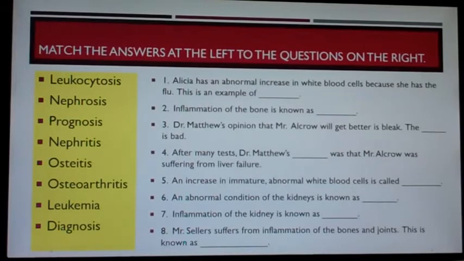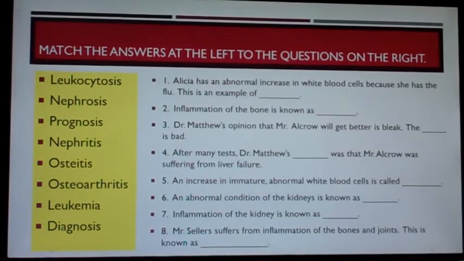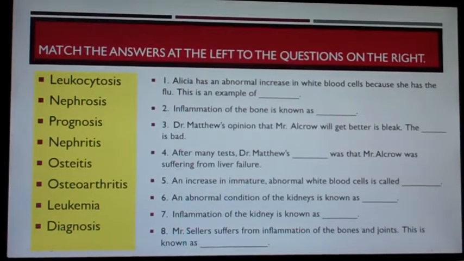Match the answers at the left to the questions on the right. Number 1, Alicia has an abnormal increase in white blood cells because she has the flu. This is an example of blank. Inflammation of the bone is known as blank. Number 3, Dr. Matthews' opinion that Mr. Alcrow will get better is bleak. The blank is bad.